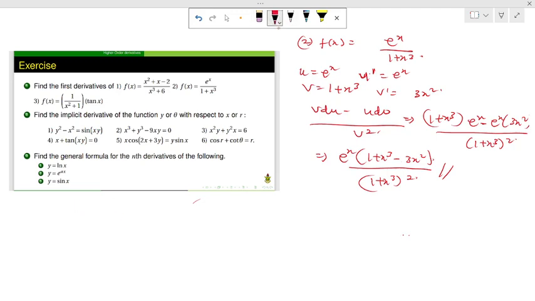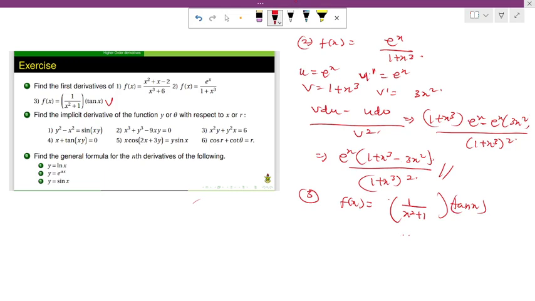Let's consider the third one, that is this. So the third one, I'm having f of x to be equal to open bracket 1 over x squared plus 1 multiplying tan x. So now let's see. This is a product rule, not a quotient rule.